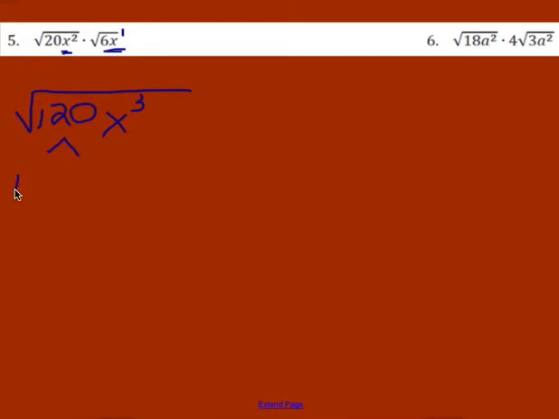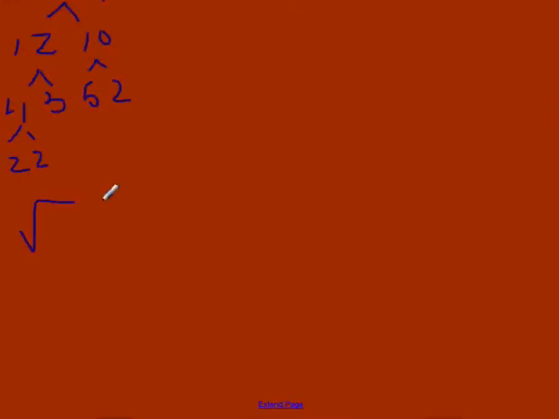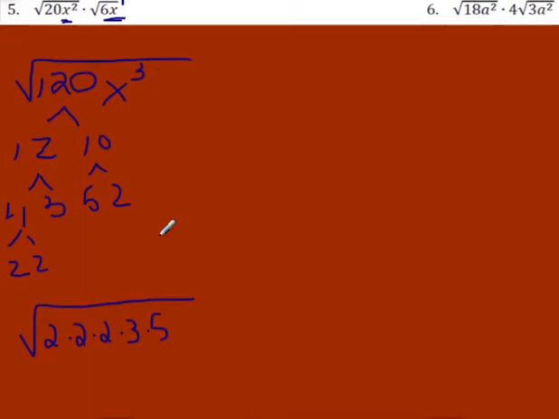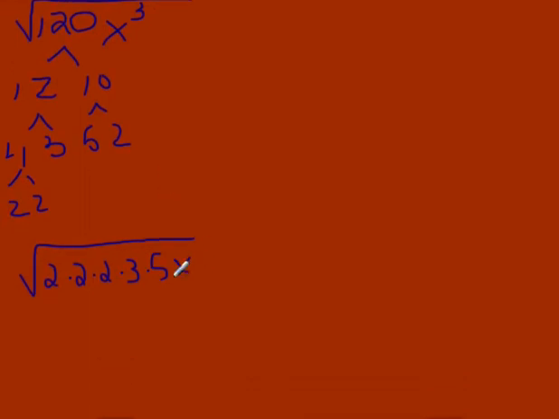Well, I can break 120 down into 12 and 10 because it ends in a 0. Well, 12 breaks down to 4 and 3, 10 breaks down to 5 and 2, and 4 I can break down to 2 and 2. So then I end up getting underneath my radical, I have three 2's, one 3, and one 5. And then I had x to the third, which means I need to have 1, 2, 3 x's. So a pair of 2's, and a pair of x's. So I'm going to take out my pair of 2's, take out my pair of x's.